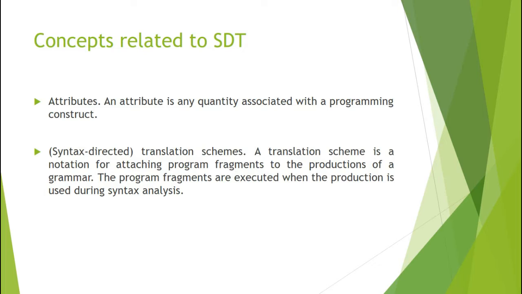Attributes. An attribute is any quantity associated with a programming construct. An attribute can be any variable name, it can be the data type of the variable, or it can be the data stored in the variable. Examples of attributes are data types of expressions and the number of instructions in the generated code.